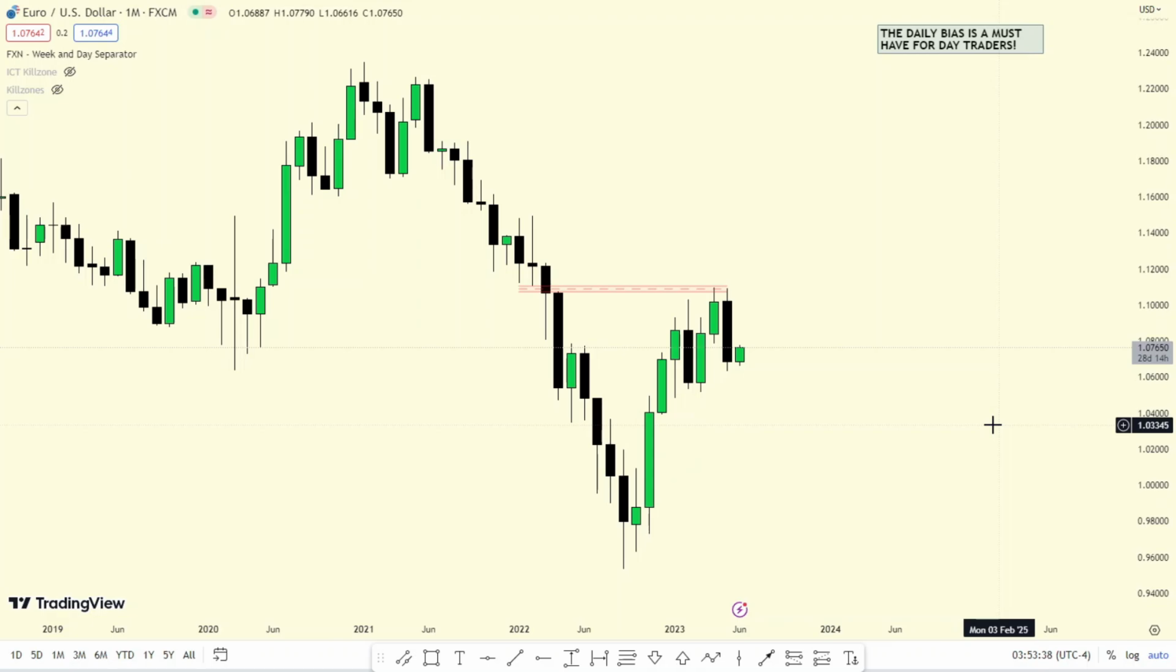So let's begin. The monthly chart in front of us is of the Euro USD. The reason I'm on the monthly chart is that I want to show you that when we're talking about the daily bias, people really confuse it to mean that I want to know where the market is going today, or maybe on Wednesday. No, the daily bias is something bigger than that. For example, let's talk about this low once it was created.